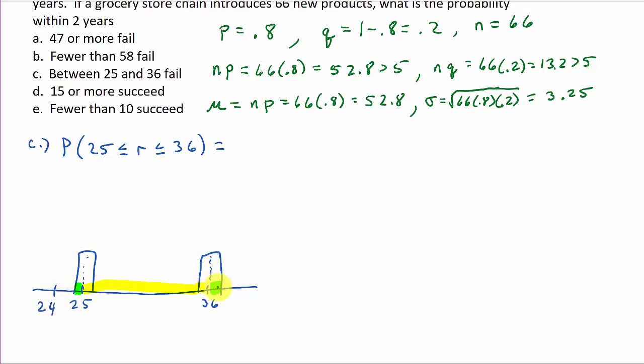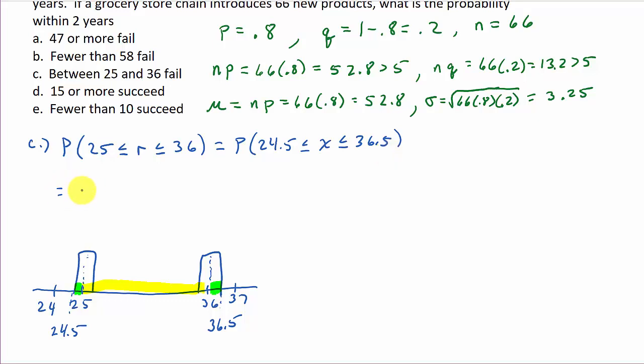So this would be 24 back here, this would be 37 here. So to come here, I would have to go back to 24.5, and to take in this rectangle I would have to go up to 36.5. So now making our continuity correction, that's going to be 24.5 is less than or equal to x, less than or equal to 36.5.